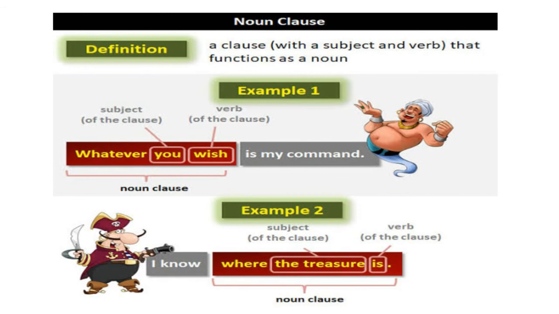Let us take a look at the examples. First example: whatever you wish is my command. You is the subject, wish is the verb, and it begins with "whatever." So it acts as a noun and it is a noun clause. Second example: I know where the treasure is. The treasure is the subject, is is the verb, and it begins with "where." So that part of a sentence which begins with "where" is a noun clause. Is that clear?